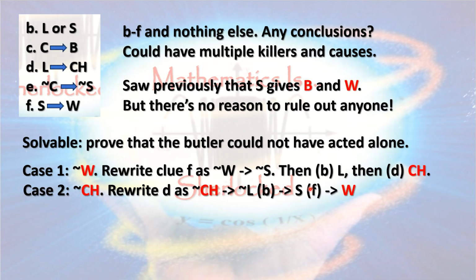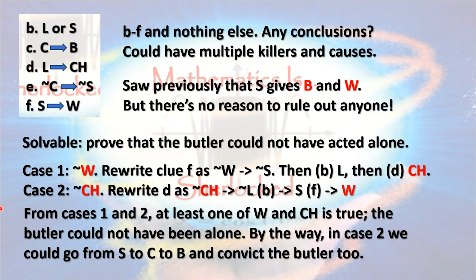So another possibility. Let's say the chauffeur did not kill Lord Hazelton. So, not CH. Rewrite clue D as not CH implies not L, and string it together. Not CH implies not L, clue B implies S, clue F implies W. If the chauffeur didn't do it, then the wine steward did. From these two, we have that at least one of the wine steward and the chauffeur is guilty. So the butler could not have acted alone.